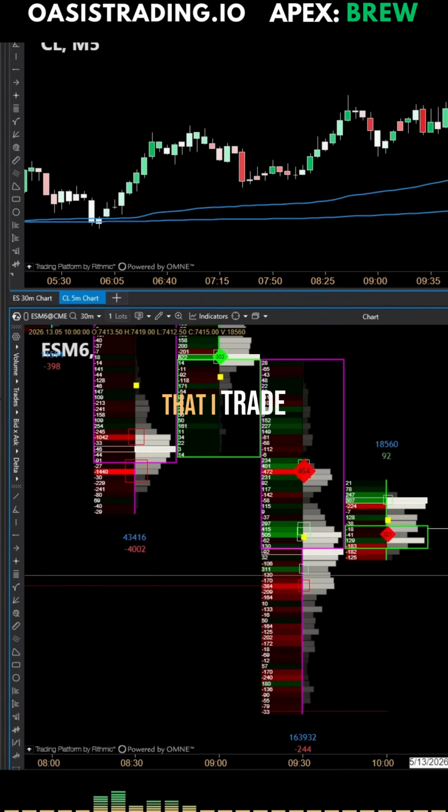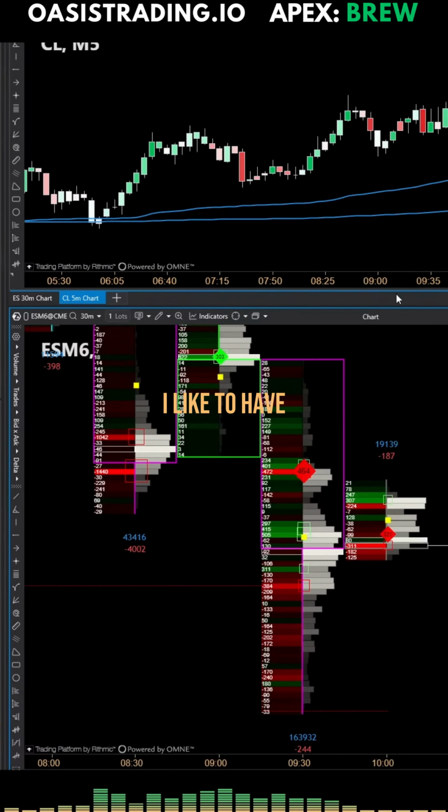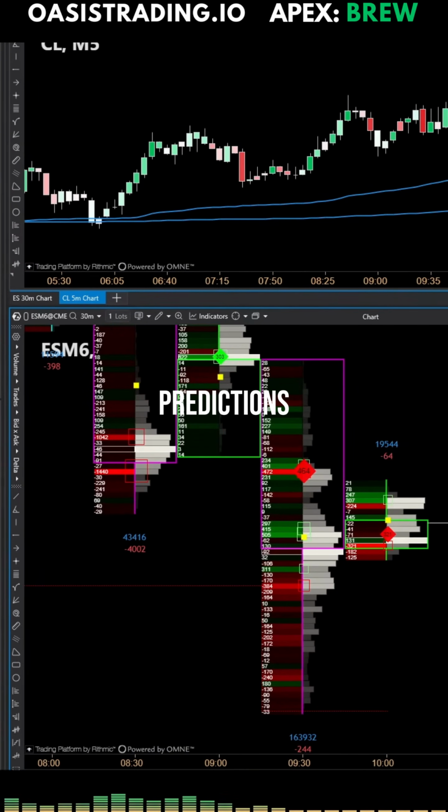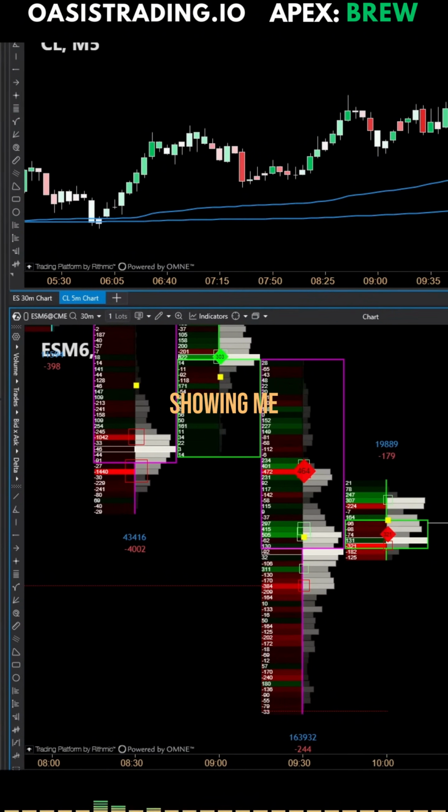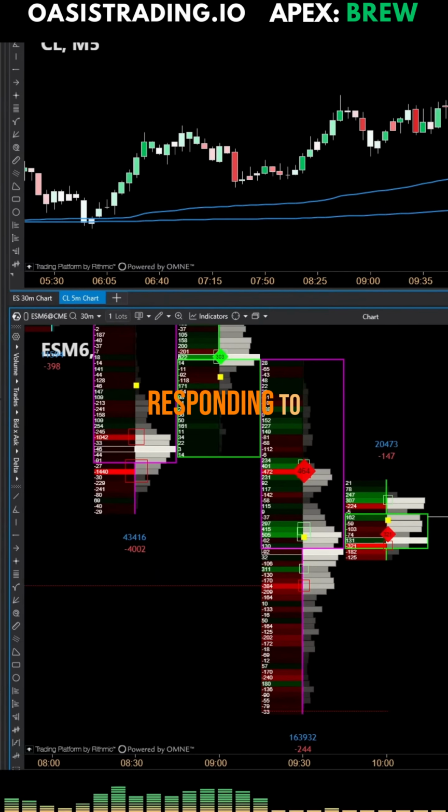The way that I trade is extremely logical because I'm just a very logical person. I like to have things broken down in a very mechanical way. I try to take a lot of guessing and a lot of predictions out of it. I really want to focus on what is mechanical, what the chart is showing me, and how I can base my levels on what the chart is showing me. I really don't like guessing. I don't like predicting. I like being more responsive, responding to what is happening on my screen.